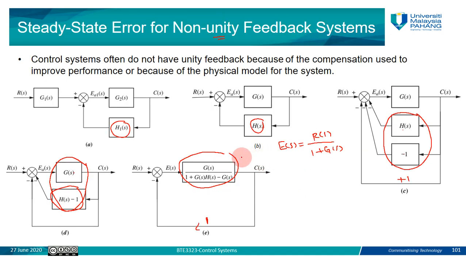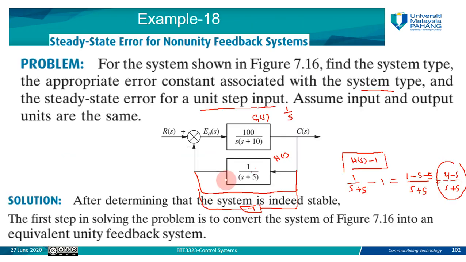So we need to apply this form: add +1 and -1, then combine h with the -1 and keep the +1 there. We combine h with the -1, then we find the transfer function with the formula gs over 1 plus gs hs minus gs. As you can see, this is the formula to convert non-unity feedback into unity feedback. If you want to convert non-unity feedback to unity feedback, your transfer function will become gs over 1 plus gs hs minus gs. This is the formula that we see here.